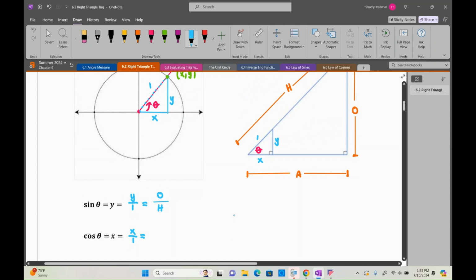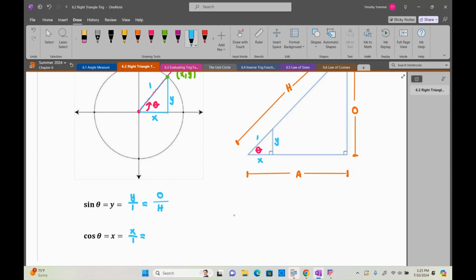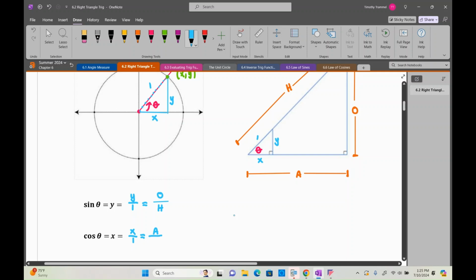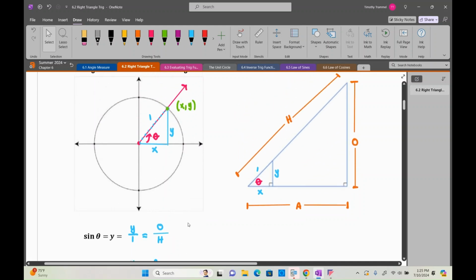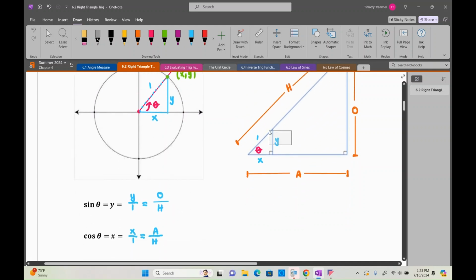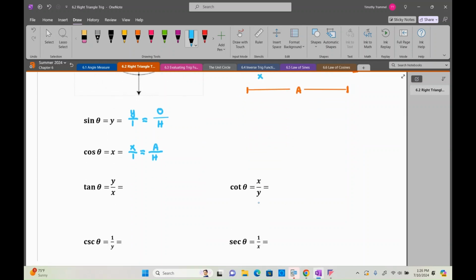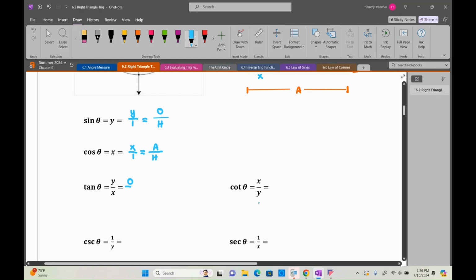And that being said, these ratios should hold because we're going to have similar triangles. So I'll have my adjacent side over the hypotenuse. And then finally on to tangent, which is y over x. So y over x should give me the same thing as if I do the opposite side over the adjacent side. So opposite over adjacent.